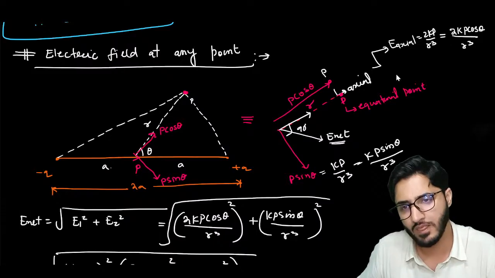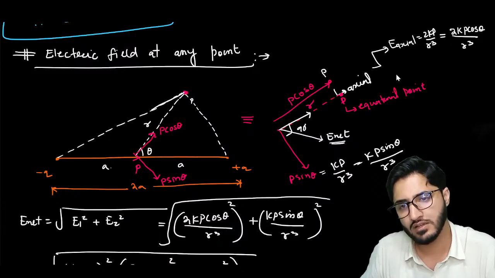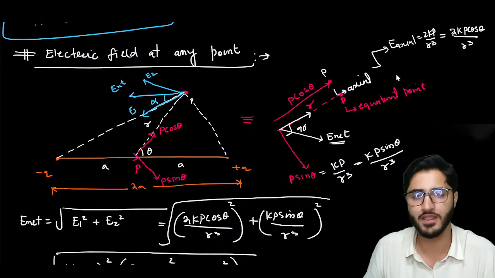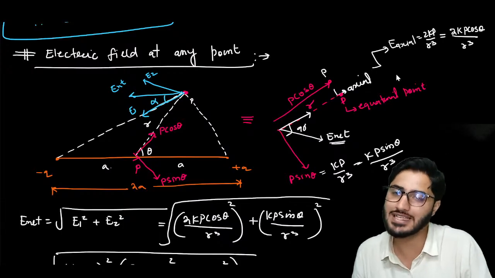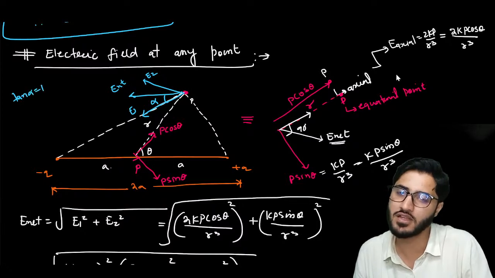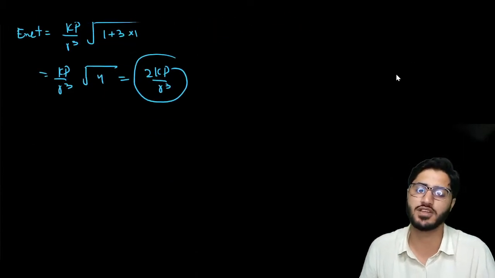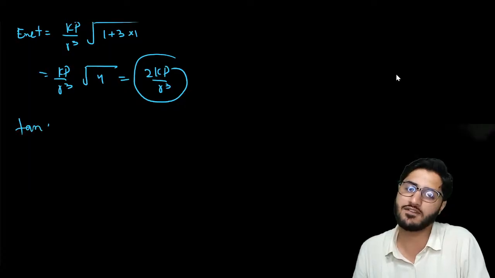Look here. If this is E1, this is E2, E net is something like this. This will be angle alpha. What is this angle alpha? I will write tan alpha is perpendicular by base, that is E2 by E1. So look, important derivation. I will write tan alpha equals E2 by E1.